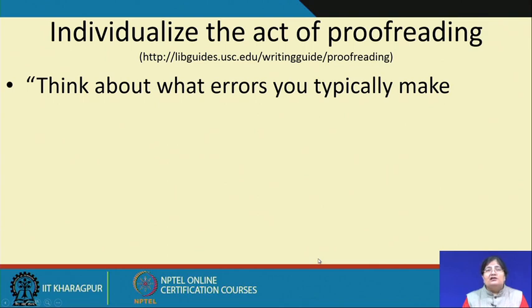Now, individualize the act of proofreading. This is from a handout given by the University of Southern California. Again, the link is up there. You can go through it yourself also. Think about what errors you typically make. Make a list of the errors. I told you, the other error I tend to make is I will leave the words half. So, instead of writing ask, I just wrote as and moved on.